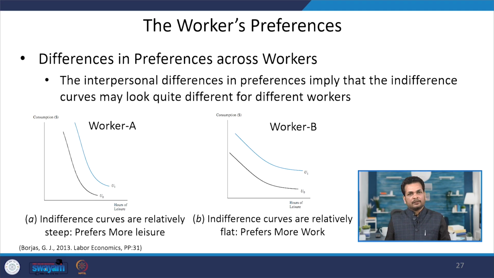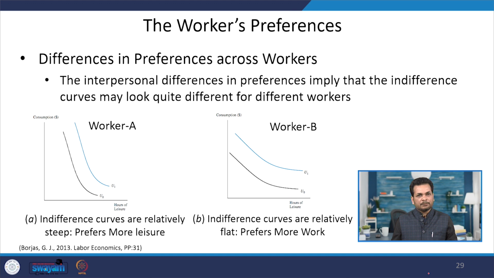Further, the shape of the indifference curve will be different for different individuals because they have differences in preference towards consuming goods and services and leisure. As you can see in this graph, for worker A, the indifference curves are relatively steep. For worker B, the indifference curves are relatively flat, which means worker A prefers more leisure, whereas worker B prefers more work. This is the inference we can draw from the indifference curves of these individual workers, because different workers will typically view this trade-off differently.